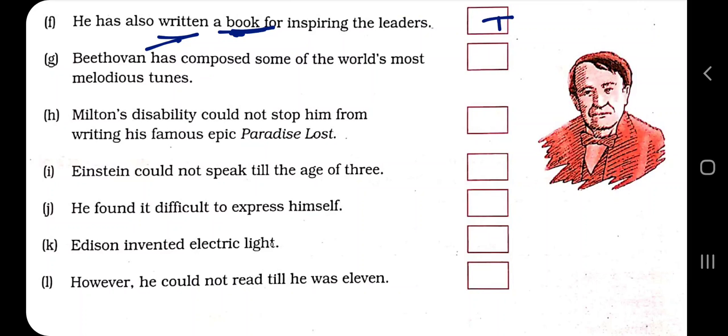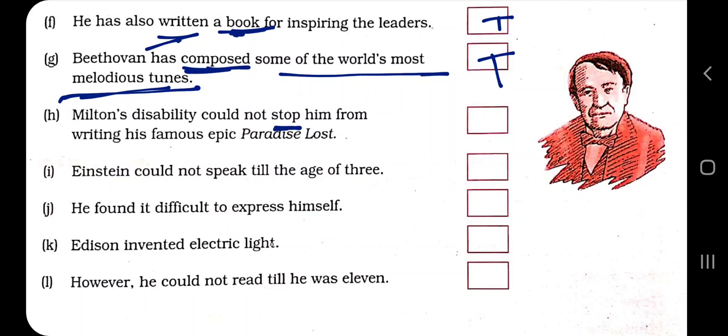Beethoven has composed some of the world's most melodious tunes. Now see the object, find out. This is verb and this is object, a long object. So this is transitive. This is object complement, giving more information, additional information about the object. Milton's disability could not stop him, could not stop. This is verb, and could not stop him from writing his famous epic.